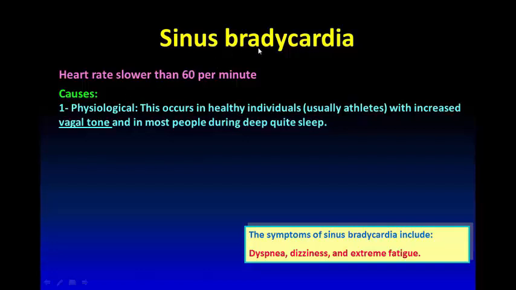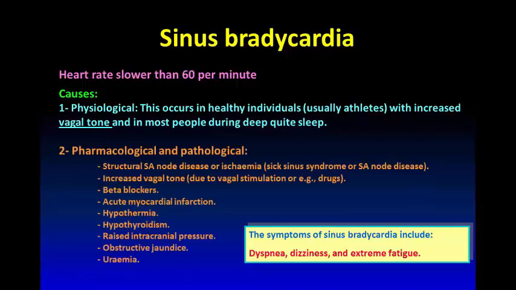Physiological sinus bradycardia occurs in healthy individuals who are usually athletes with increased vagal tone and in most people during deep, quiet sleep. The pharmacological and pathological causes of sinus bradycardia include structural sinoatrial node disease or ischemia, and this is clinically known as sick sinus syndrome or SA node disease. Increased vagal tone due to vagal stimulation, for example, due to drugs. Beta blockers also cause sinus bradycardia.